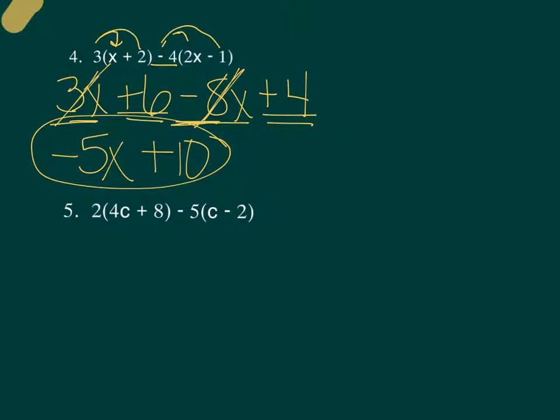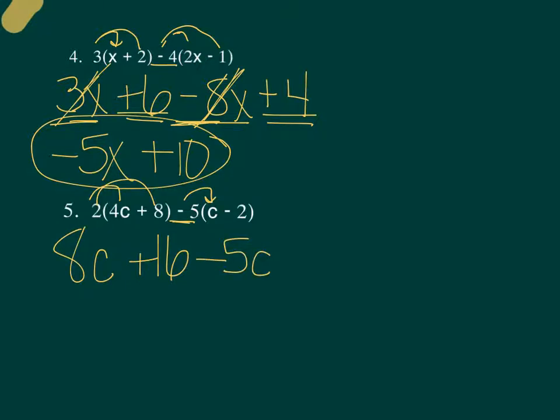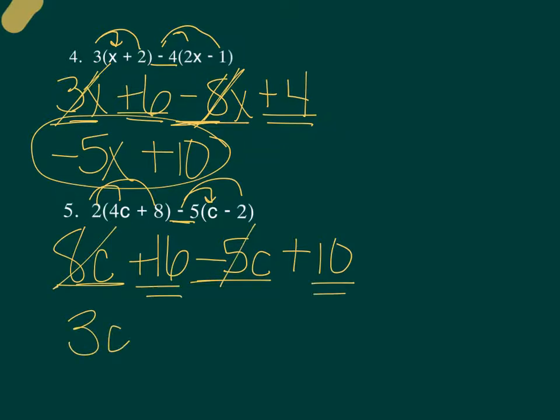Same thing with the next one. We have 2 sets of parentheses, so we always get rid of the parentheses before we can combine like terms. So I have 2 times 4c, which is 8c, and I have 2 times 8, which is 16. Now I have this 5, but again, what's in front of the 5 is a negative, so I'm going to have a negative 5 times c, which is negative 5c, and then a negative 5 times a negative 2, which is a positive 10. Let's take 8c minus 5c, and we get 3c. And then we have 16 plus 10, which gives me 26. Okay, and there's distributing and combining like terms.